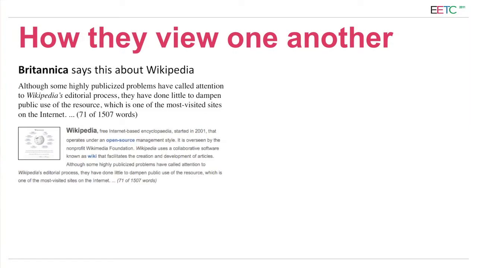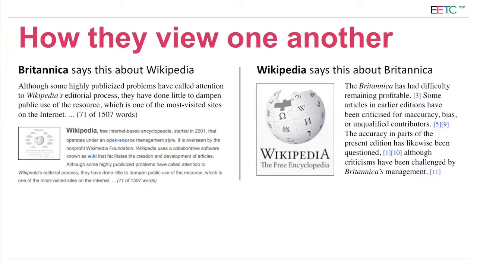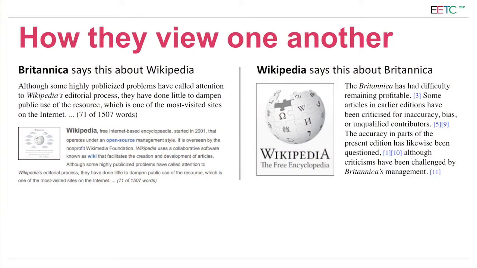So it's fun to now go in and look up Wikipedia in Britannica and say, how does Britannica define Wikipedia? It defines it as, although some highly publicized problems have called attention to Wikipedia's editorial process, they have done little to dampen public use of the resource, which is one of the most visited sites on the internet. It's open source. Wikipedia says, if you look up Britannica in Wikipedia, it says Britannica has difficulty remaining profitable. Some articles in early editions have been criticized for inaccuracy, bias, unqualified contributors. So it's fun. You look up the thing in the other thing. Criticism and challenge by Britannica's management.